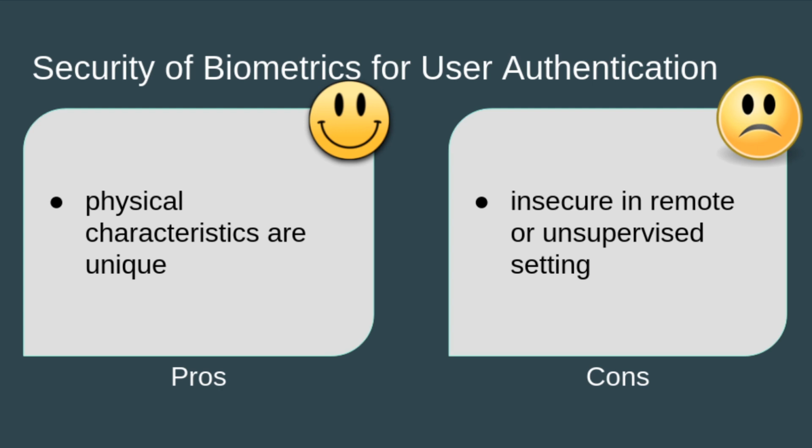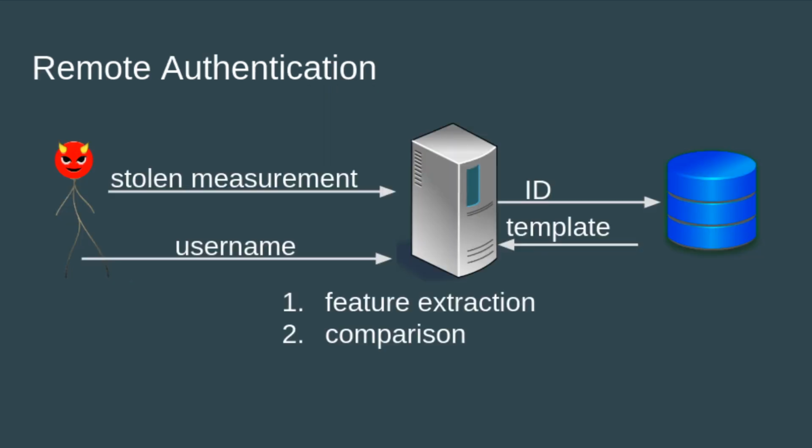But for example, you leave your fingerprints all over the place. Every place you go, you leave your fingerprints. Your face and pictures of your face are all over the internet, most likely. And this, the lack of secrecy or privacy of your physical characteristics, makes the use of biometrics insecure in a remote or an unsupervised setting. So let's look at what happens in a remote setting when biometrics are used for remote authentication.